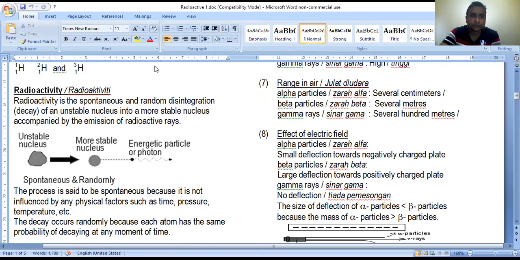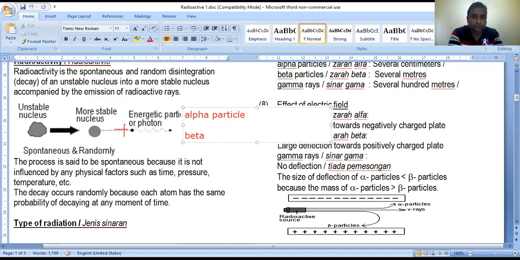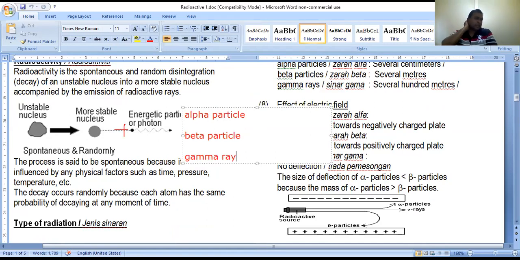Now, when the unstable nucleus decays to become more stable, it will emit radioactive radiation. We can have 3 types of radiation. One we call alpha particle. The second one is beta particle. And the third one is gamma ray. So it can emit alpha, beta, or gamma.